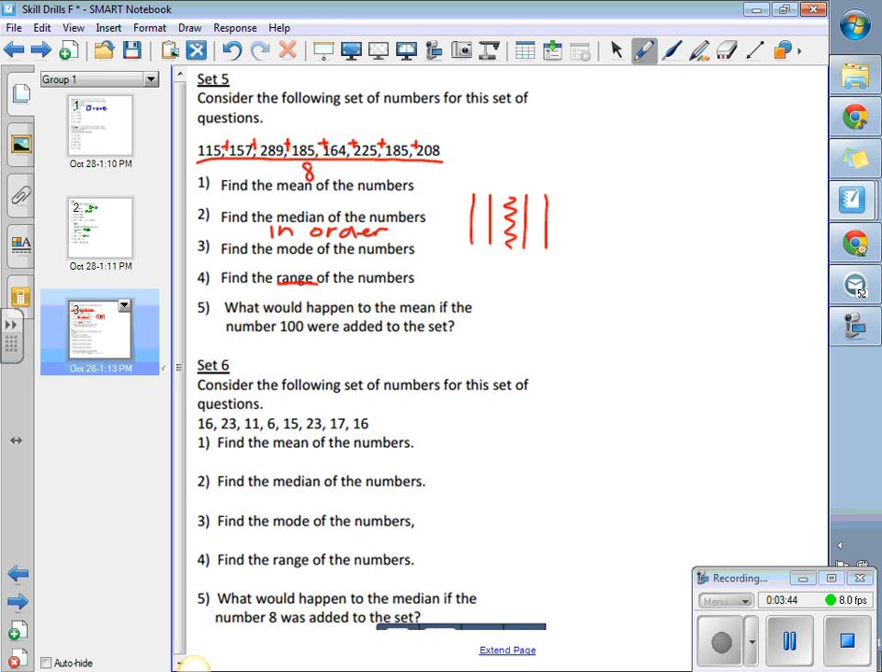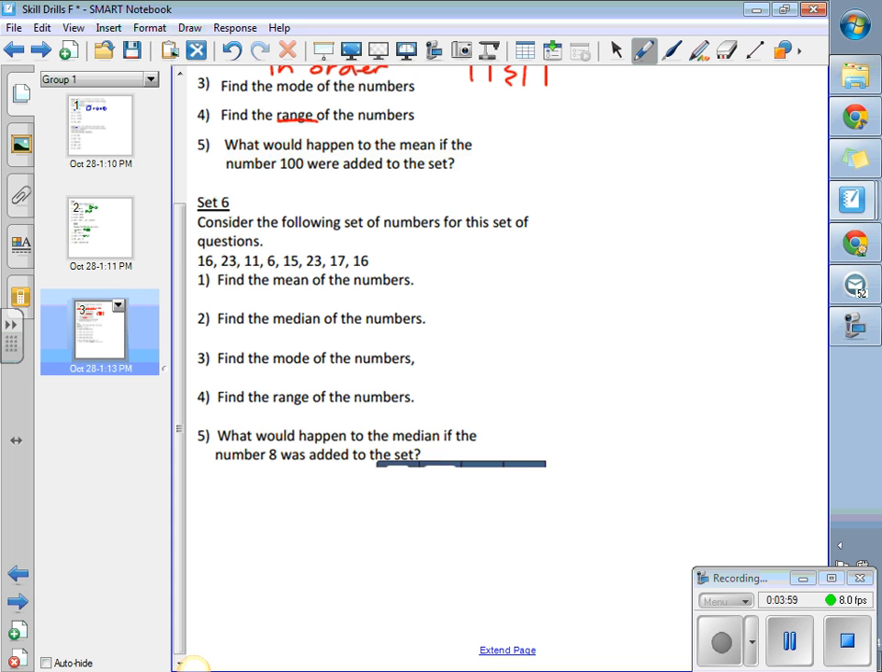That's the range. And what would happen to the mean if the number 100 were added? If you put one more number in here, what would happen? This last set down here, we've got the numbers 16.3, 11, 6, 15, 23, 17, and 16. 1, 2, 3, 4, 5, 6, 7, 8. Again, we have 8 of them. We're finding the mean. Add them all up, divide by 8.